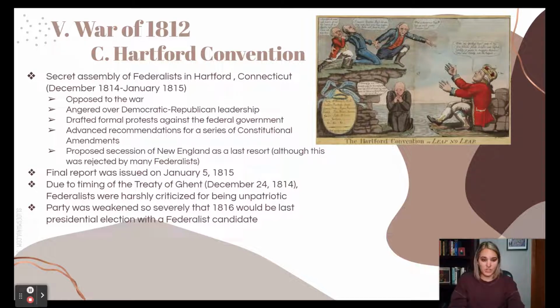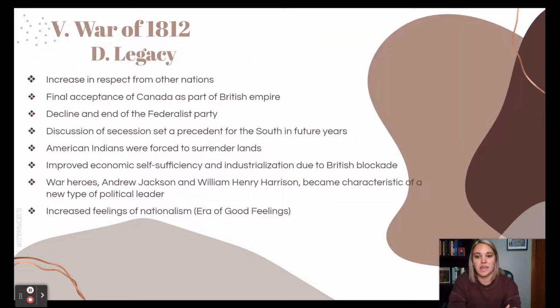Here is another political cartoon where the three men up above are different states, Rhode Island, Massachusetts, and Connecticut, and they're debating whether they should take the leap into the monarch of Britain's arms, the king's arms here. So there you can see some criticism over their action and being more loyal to Britain than to the United States. So what's the legacy of the war?